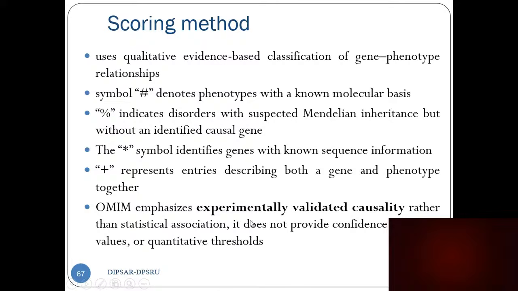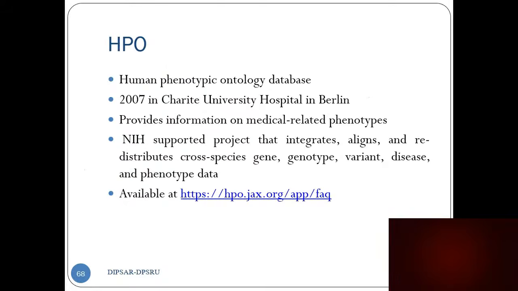So OMIM emphasizes experimentally validated causality rather than statistical association. It does not provide a confidence score, p-value, or quantitative threshold. I already told you. So there is another database, that is the HPO. HPO is the Human Phenotype Ontology database. It was created in 2007 at Charité University Hospital in Berlin. It provides information on medical phenotypes, it's an NIH-supported project, and it's available on this website.